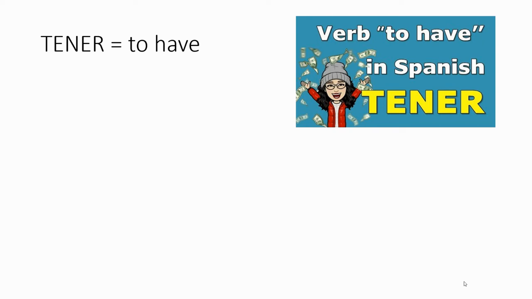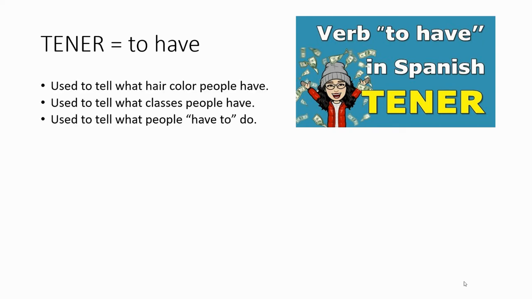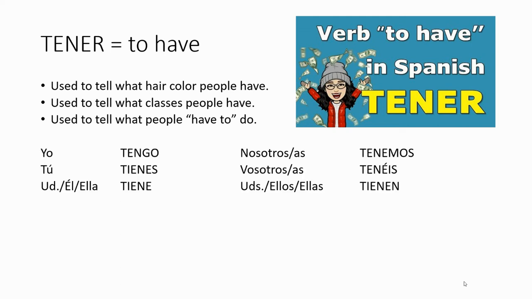Next verb is tener. Tener means to have. It's used to tell what hair color people have, used to tell what classes people have, and used to tell what people have to do. The forms of tener are tengo, tienes, tiene, tenemos, tenéis, and tienen.